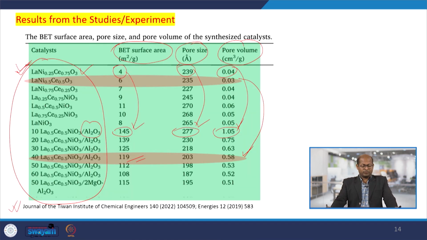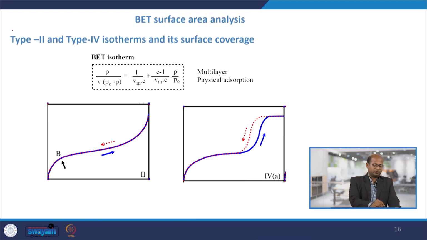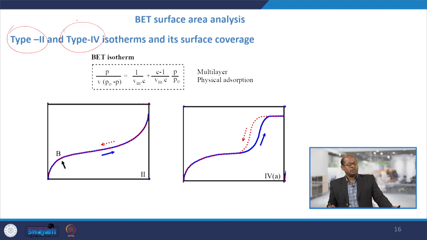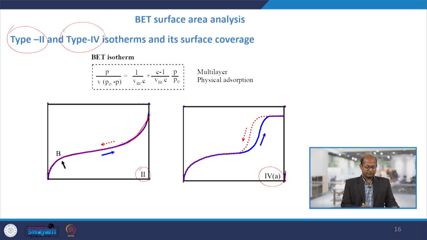So why does this type of isotherm come? Here, type 2 and type 4 isotherms. There are type 1, type 3, type 5 and type 6 isotherms also, which I am not discussing. Only type 2 and type 4 I am going to discuss. This is the type 2 isotherm and this is the type 4 isotherm. In type 4, adsorption and desorption follow like this, the same way. This type of isotherm is also based on BET multilayer physics, but depending upon the material or the nature of the surface.